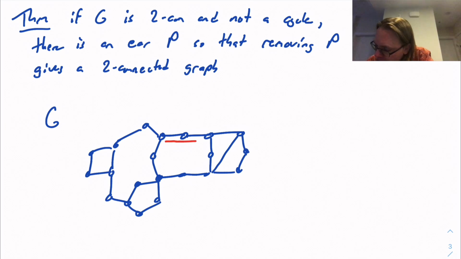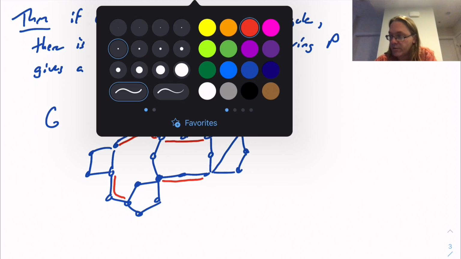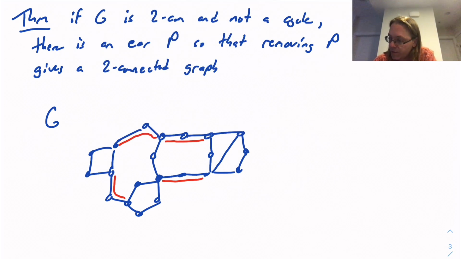So for instance, I have an ear here in red. If you remove that ear, you will no longer have a 2 connected graph. Here's another ear that you better not remove if you're hoping to stay 2 connected. Here's another ear. If you remove that ear, you can see that you will have a 1 separation down here. So we don't want that. So you better not remove that ear. And similarly, you can't remove that ear, or you will be left with a graph that is no longer 2 connected. However, there are lots of ears that you can remove in this graph.